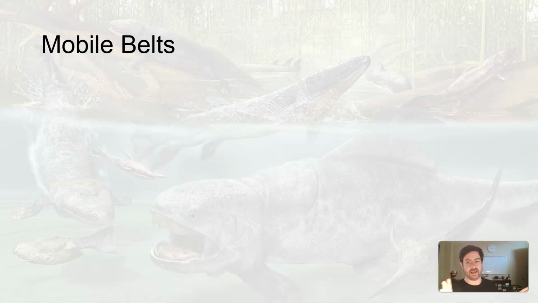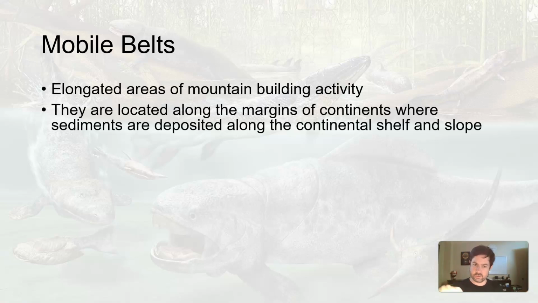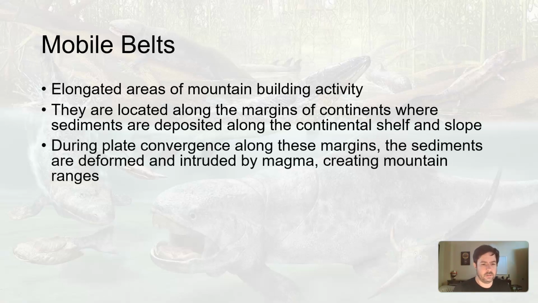But we're also going to start to add mountains towards the margins of these things, known as mobile belts. These are elongated areas of mountain building activity, usually along the margins of continents, right along the edges of them. So during tectonic activity, when crustal deformation is occurring, depending on what's there.